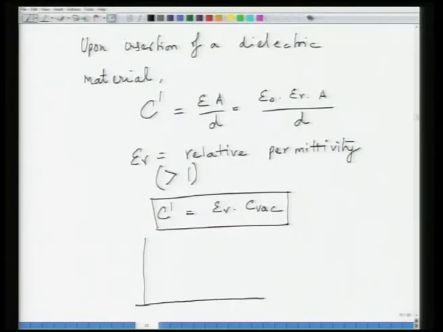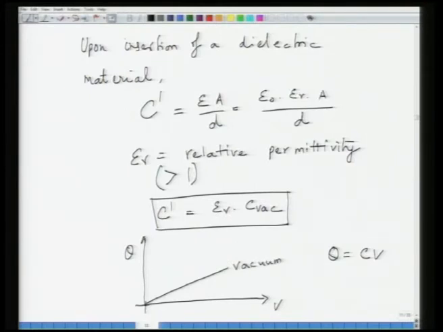And what it means in terms of, when you plot Q versus, let us say, now we know that Q is equal to CV. Okay. So, when you plot Q and C, so for a normal material it goes like this. So, let us say for vacuum it goes like this.